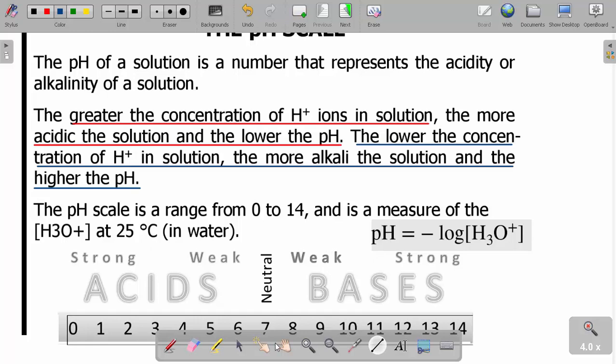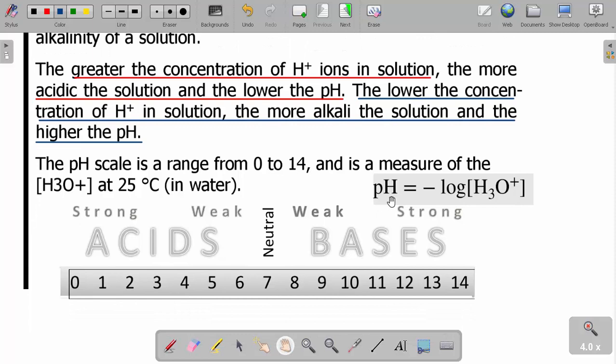The formula for getting pH, as we shall see in the calculations ahead in grade 12, is pH equals negative log of hydronium ion concentration. So this side is for the acids, in the middle is neutral, then the bases. The range from 0, 1, 2 up to 14 is the pH scale. Here we have the strong acids on this side, and then weak bases beginning from 4, 5, and 3 and 6.